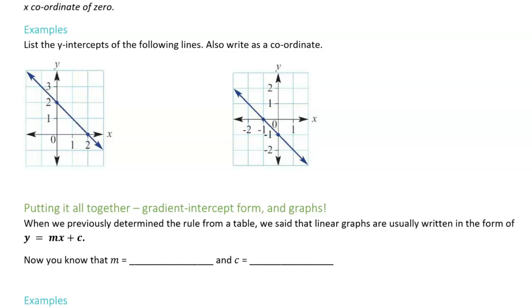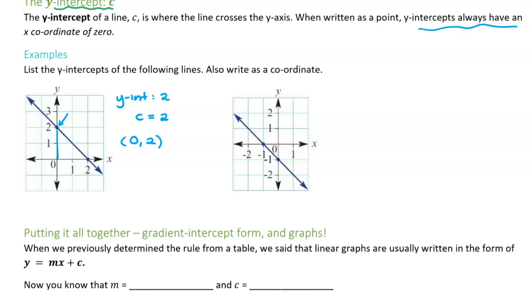So the y-intercept is where it crosses the y-axis here. So here, the y-intercept is 2. We could now write that as c equals 2, c being the y-intercept. Now if we were to write that as a point, x would be 0 here, and y would be 2. Because as we said, y-intercepts always have an x-coordinate of 0.